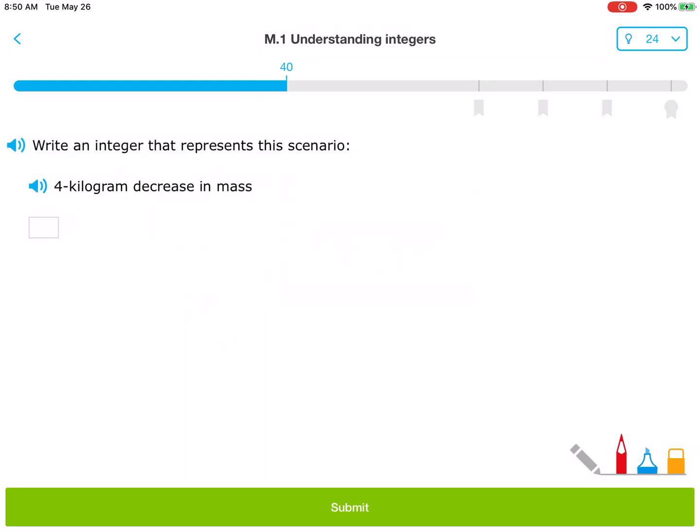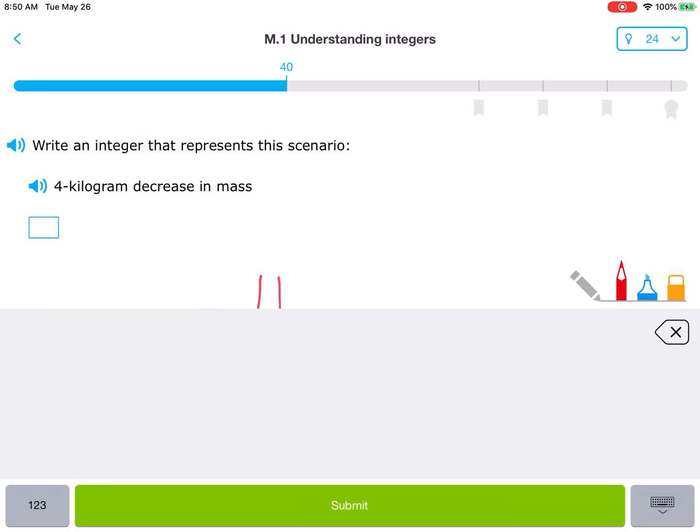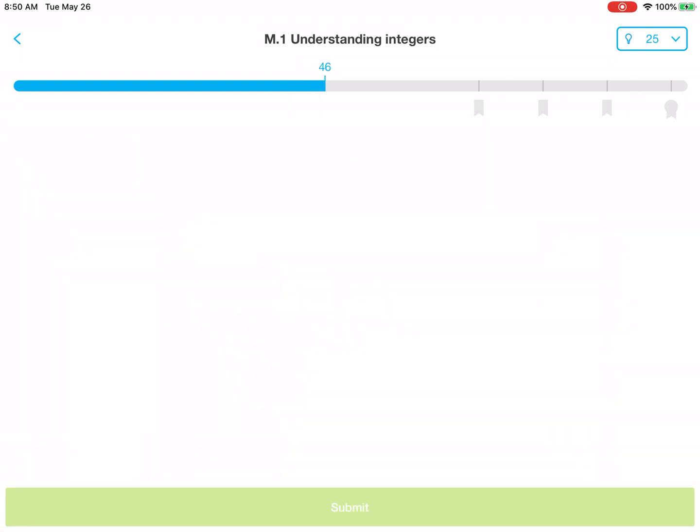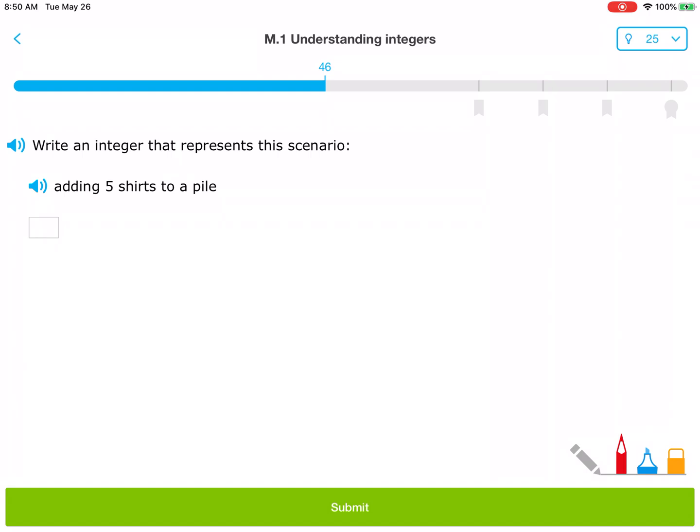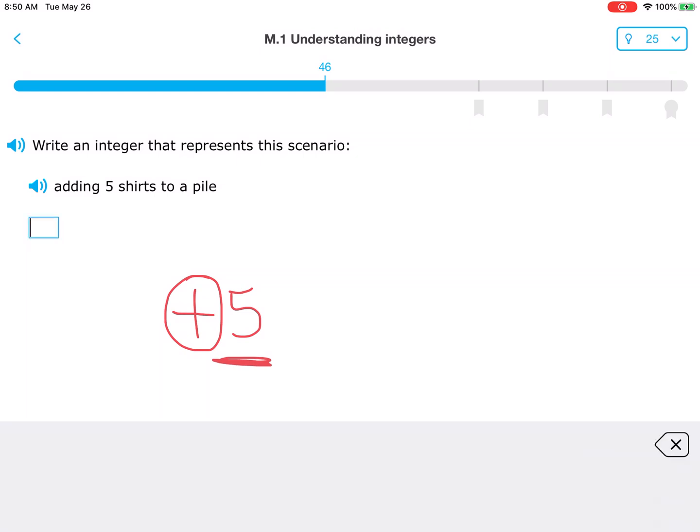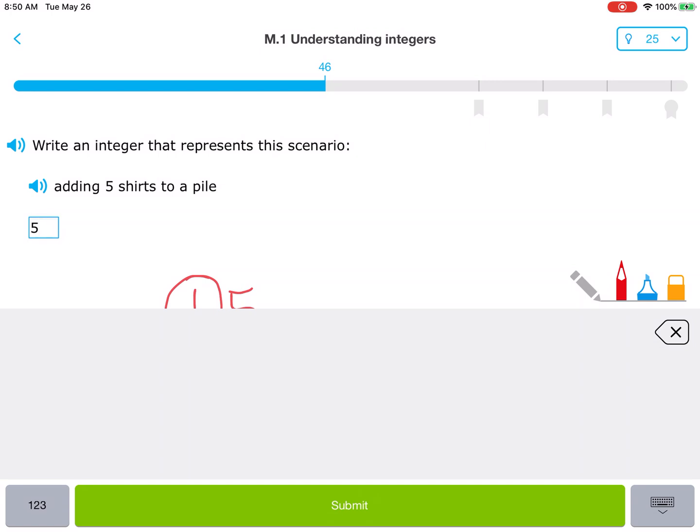All right, a 4-kilogram decrease in mass. It weighs 4 kilograms less. So if that means I'm taking away, it's a -4. I'm subtracting 4. So I'm going to actually type out a -4 for that. Adding 5 shirts to a pile. That would be a +5. So I don't actually have to write this plus, because if I just write the number 5, that implies it's positive, and it automatically means it's positive. So I can just write a 5 for that kind of answer.